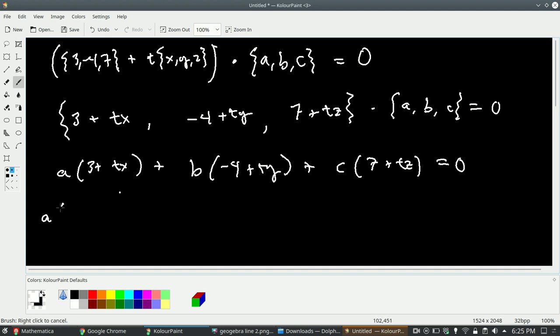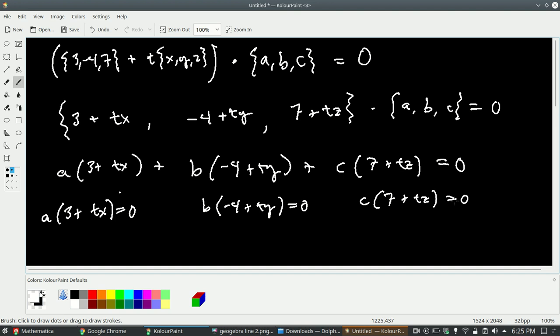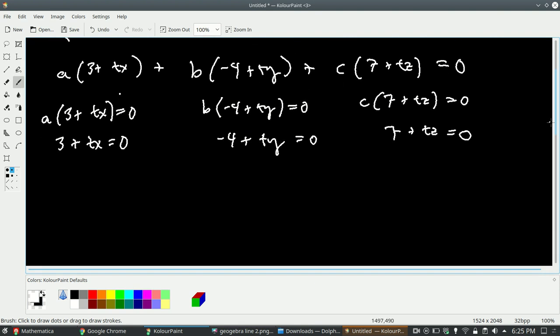Because then I would say a times (3 plus tx) equals 0, and then b times (negative 4 plus ty) equals 0, and then c times (7 plus tz) equals 0. But you see, it's really convenient that I picked zeros here, because if I divide both sides by a, I'm still going to get 3 plus tx equals 0. That's really nice. So it doesn't matter what a is. It doesn't matter what b is. It doesn't matter what c is. It just doesn't matter, which is really nice.